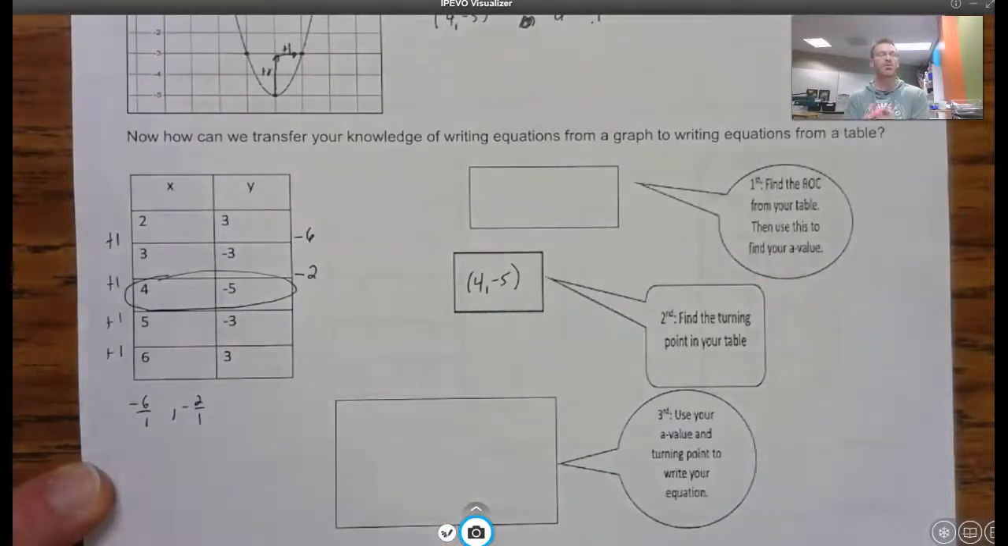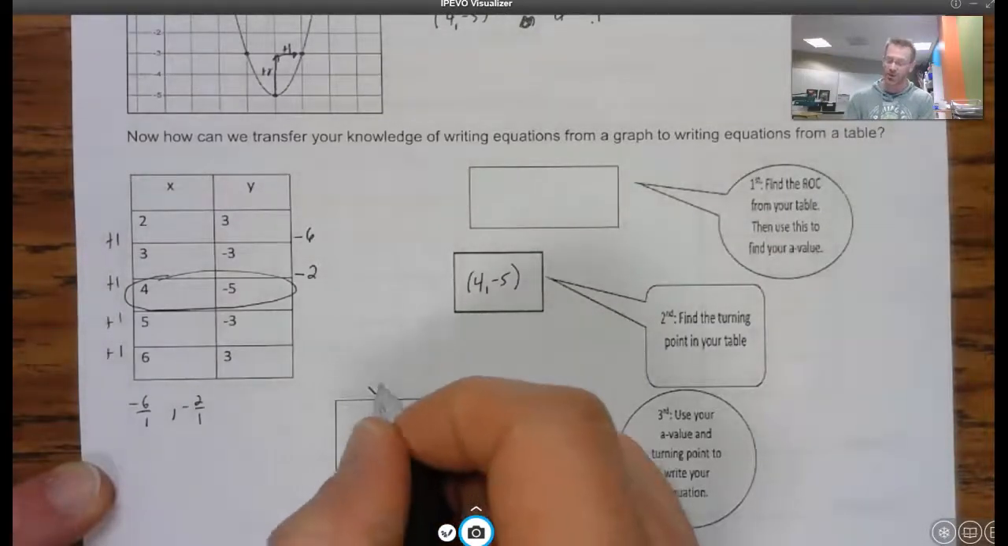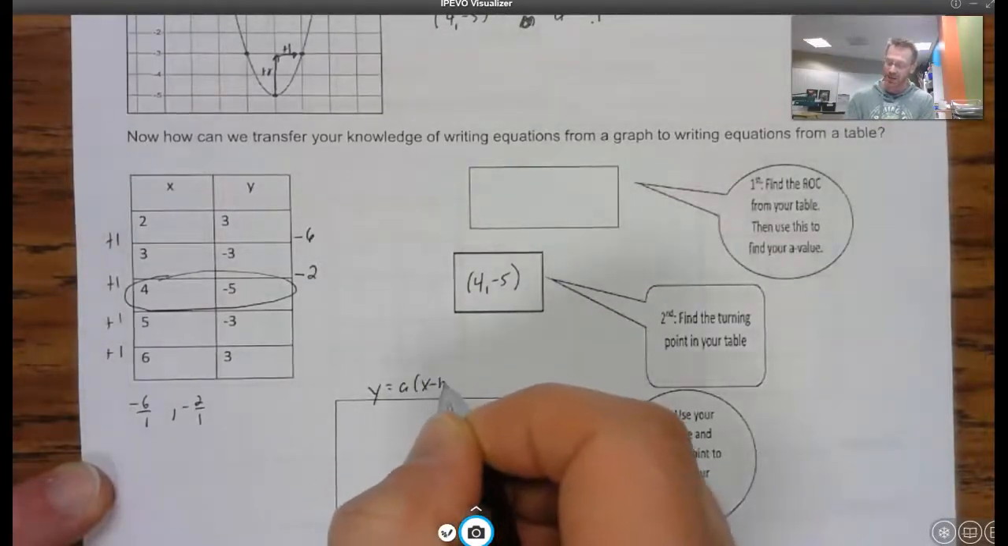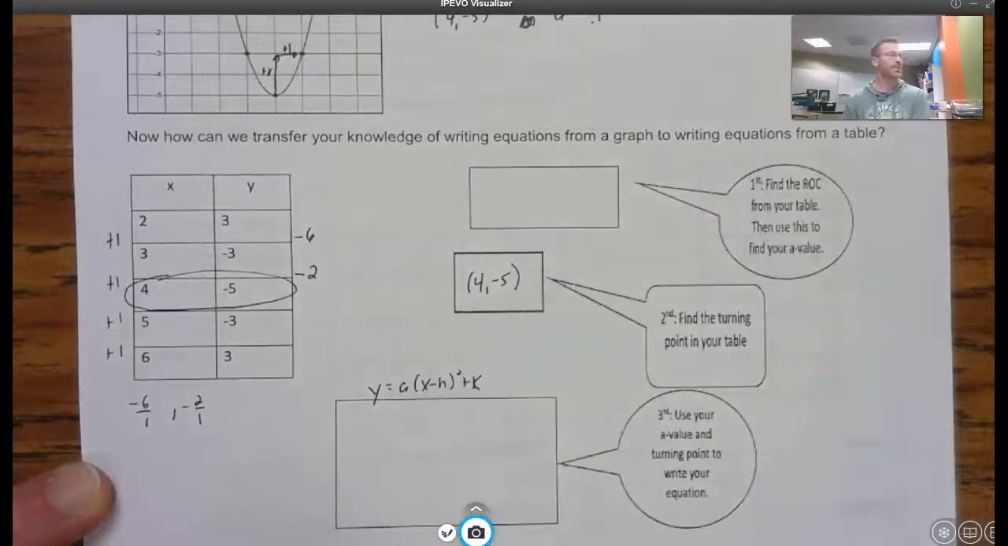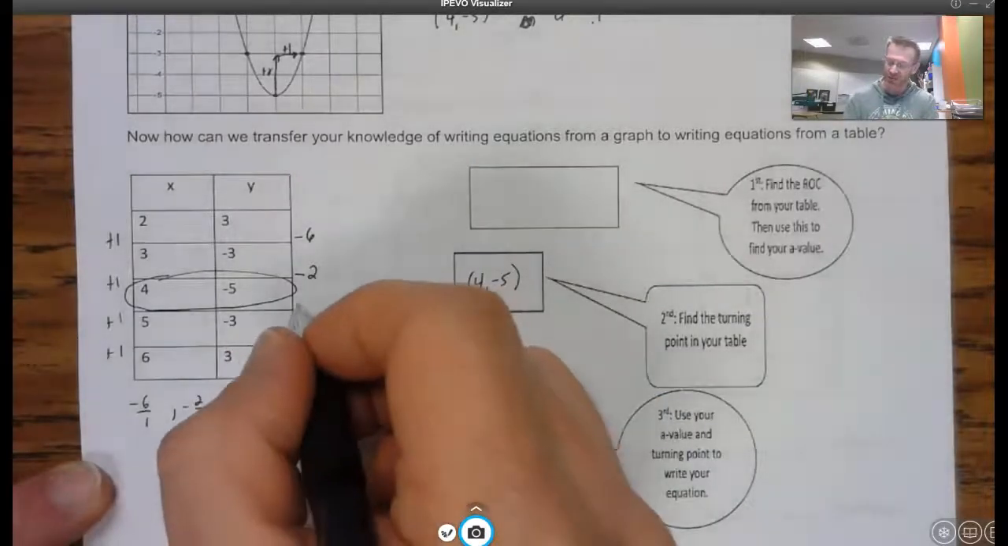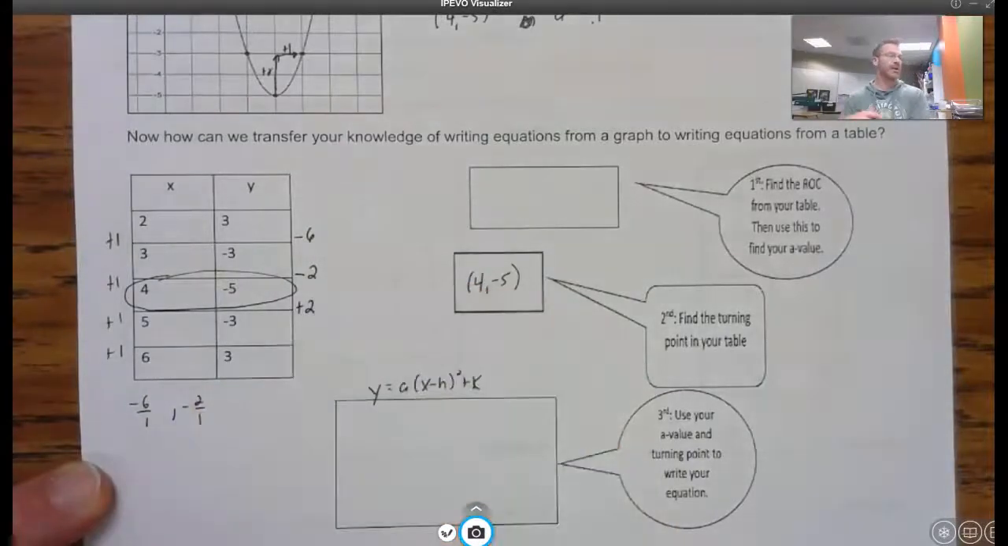Last time we saw the turning point and a constant rate of change in both directions, and that's how we knew it was absolute value. So right now we know this is going to be quadratic. We know the blueprint: a times (x minus h) squared plus k. Now let's keep going with those rates of change. -5 to -3, I get +2. We get that turning point.